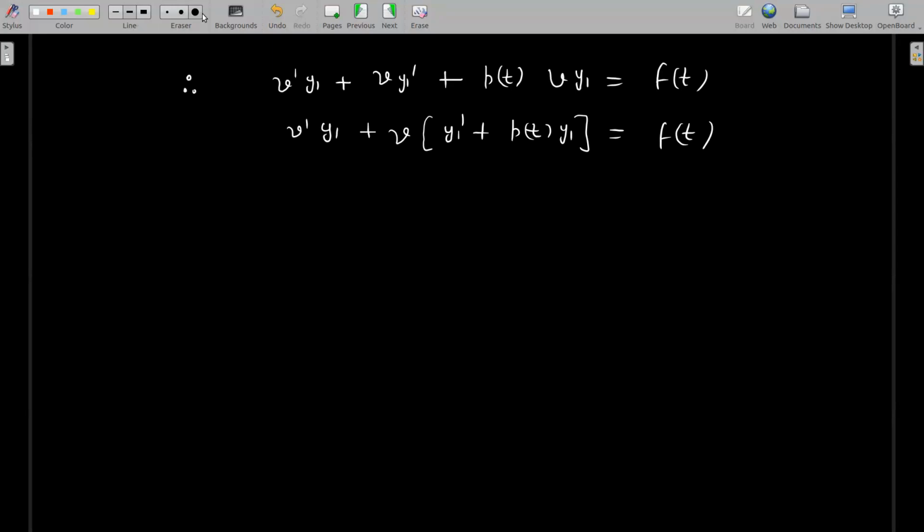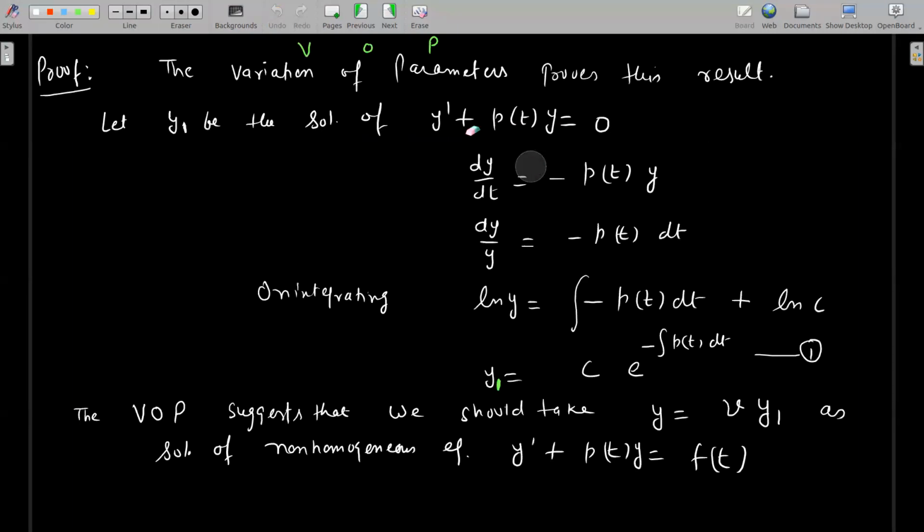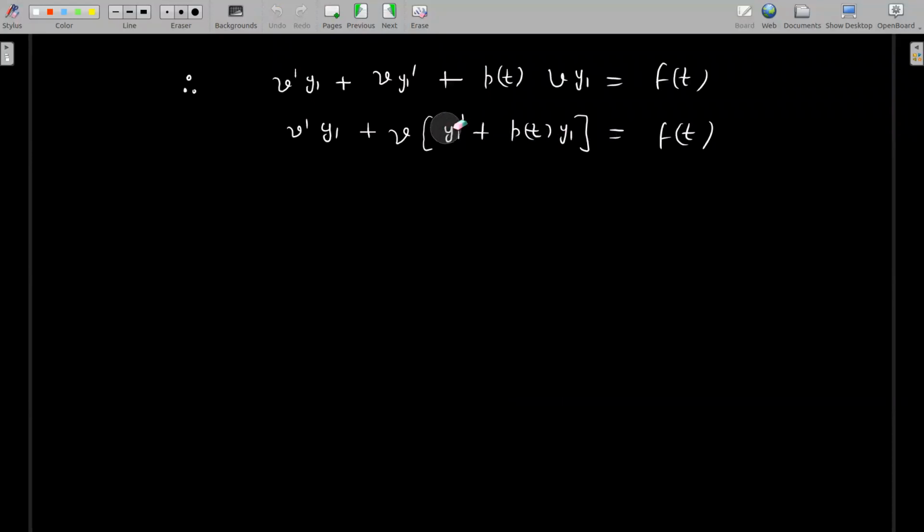Can you let me know what will be this term in bracket? Y1 is a solution of homogeneous one. Y1 satisfies this equation. So y1 dash plus p y1 equals to 0. होमोजेनियस का सॉल्यूशन है ना, तो ये बिग ब्रैकेट वाली टर्म तो 0 बन जाएगा. सो v prime y1 plus v times 0 equals to f. So you got v prime equals f by y1. So this is dv by dt, you can say.